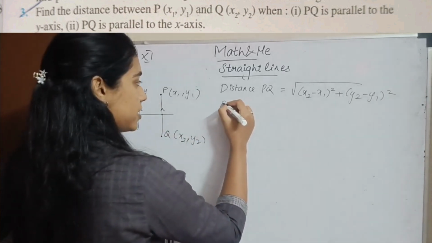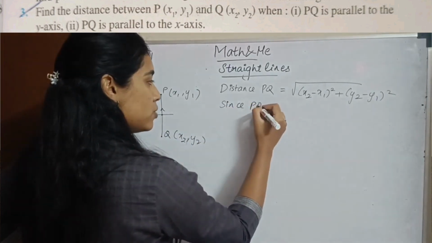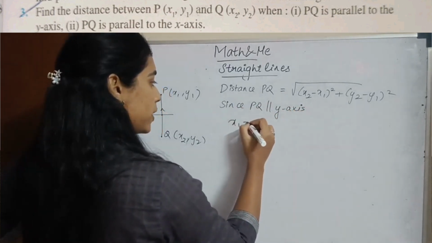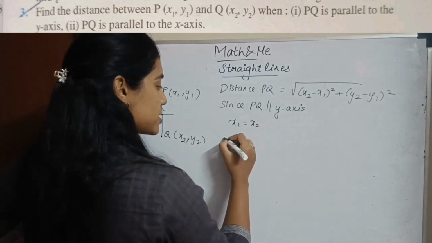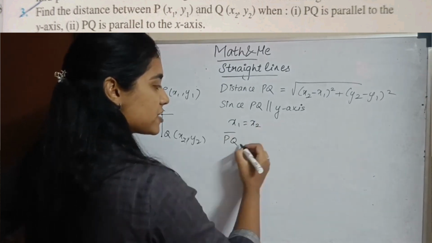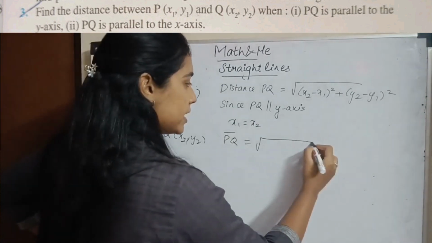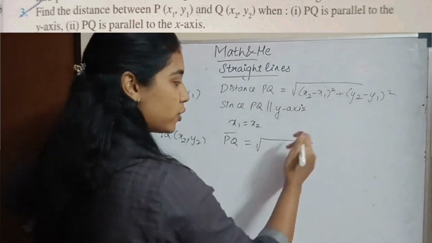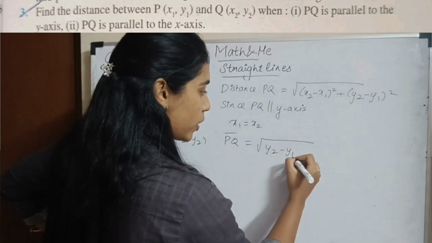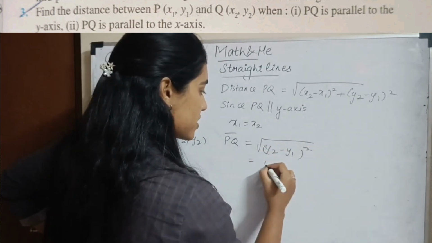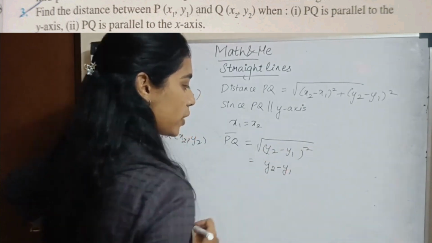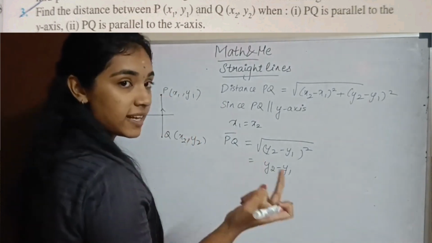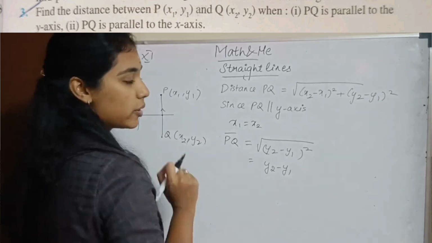So what do we have? Since PQ is parallel to the y-axis, we have x1 equals x2. So in the distance formula, distance PQ is equal to x2 minus x1, which becomes x2 minus x2, which is 0, and you have y2 minus y1 the whole square, under the square root, which is nothing but y2 minus y1. So the distance between P and Q is nothing but the difference between the y coordinates.